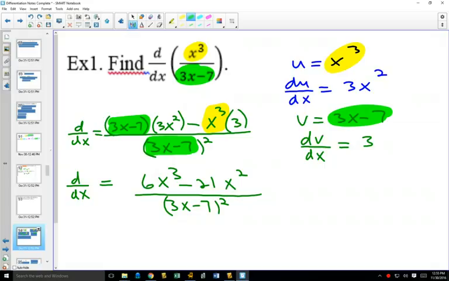For the notation, isn't it dy? Yeah, we should have dy, dy. Thank you.